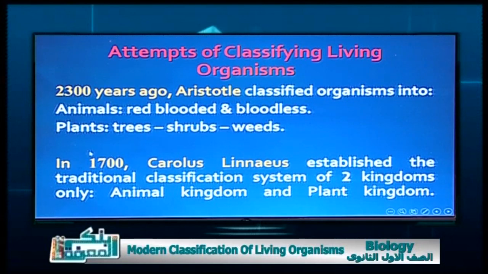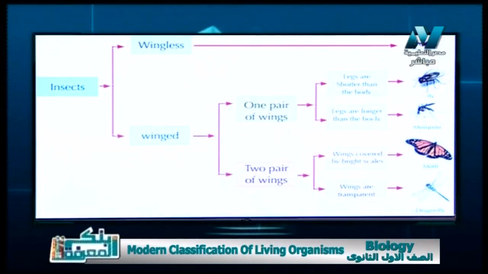In 1700, Carlos Linnaeus started to establish a new system of classification. He classified the organisms into animal kingdom and plant kingdom. And he invented the definition of the species, which is the group of individuals having similar characteristics and can interbreed among each other to produce new fertile organisms.